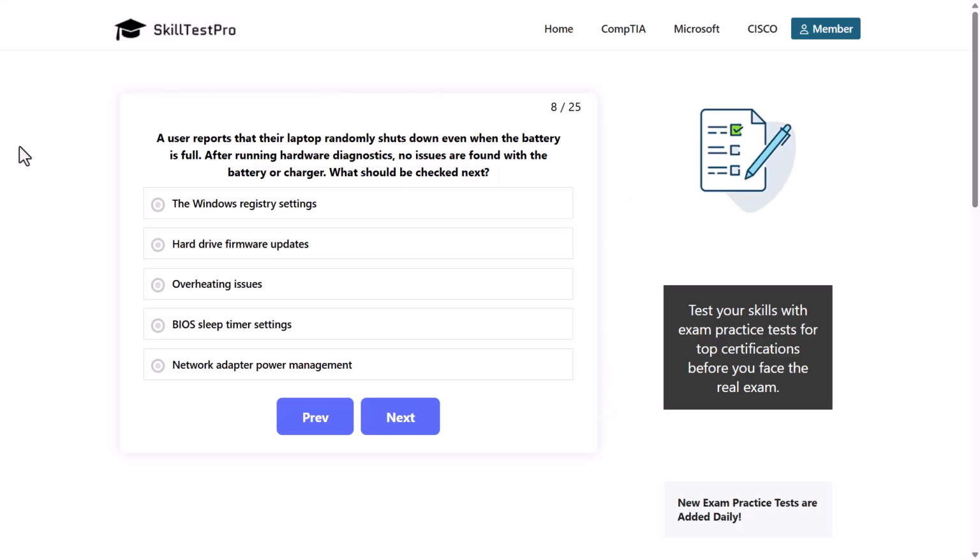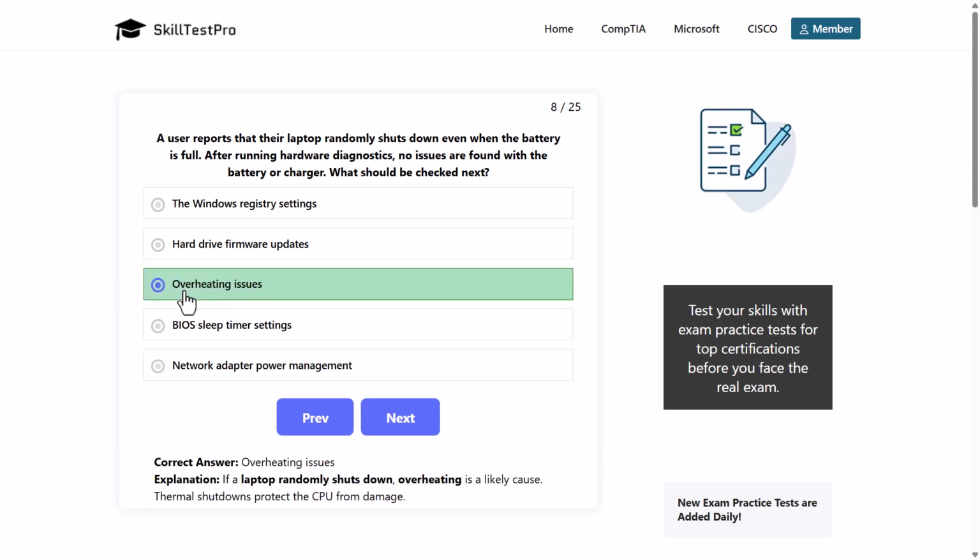And here the logical and correct answer is overheating issues, as if a laptop randomly shuts down, overheating is the likely cause. Thermal shutdowns protect the CPU from damage, as our motherboard has built-in self-protection, not for hard drive components, but for hardware components, to shut down and not get damaged if the computer system is overheating.